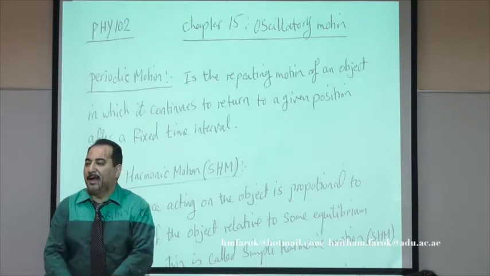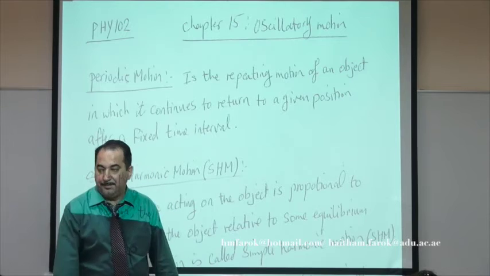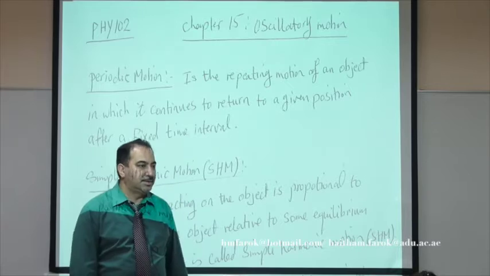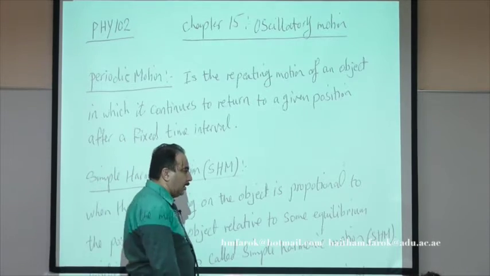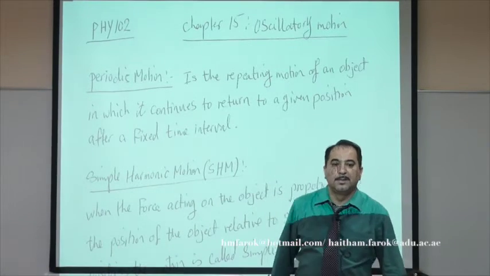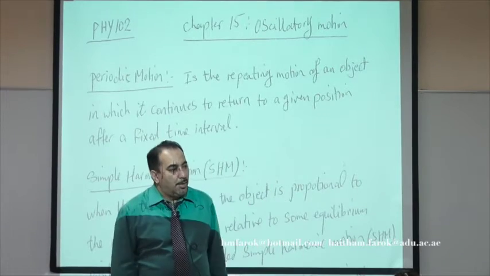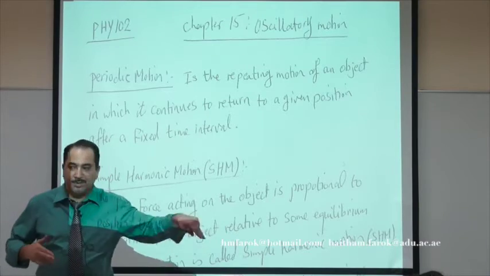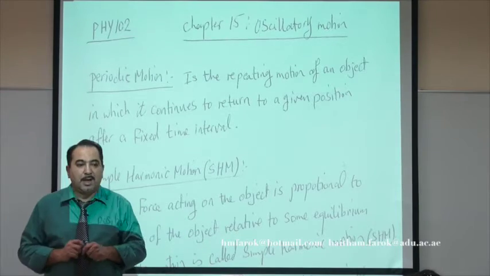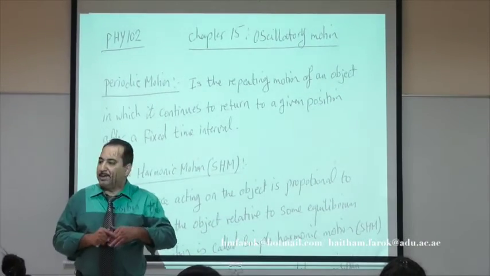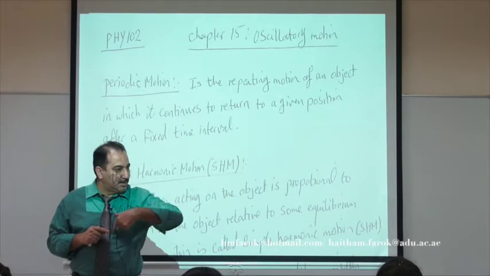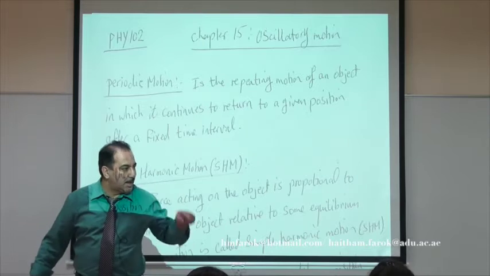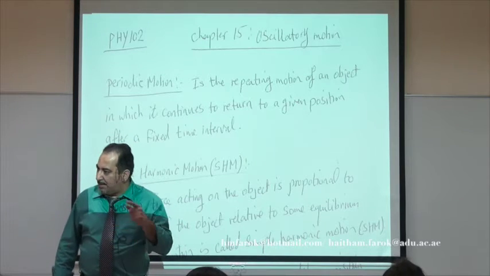Today we'll cover chapter 15 briefly, and it's about oscillatory motion. Chapter 15, oscillatory motion. Now, if you remember so far, we talked about object moving on a straight line, motion in one dimension, and then we moved on to object moving in 2 and 3 dimension space. Then we took an example of object going on circular motion, 2 dimensions.